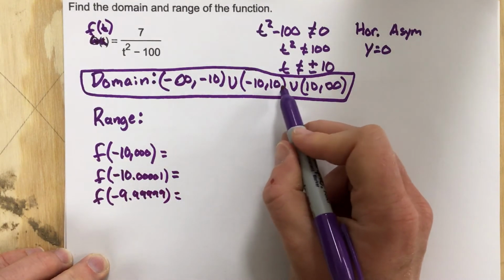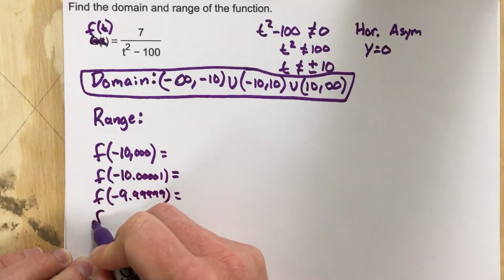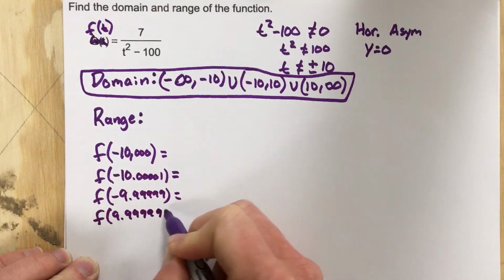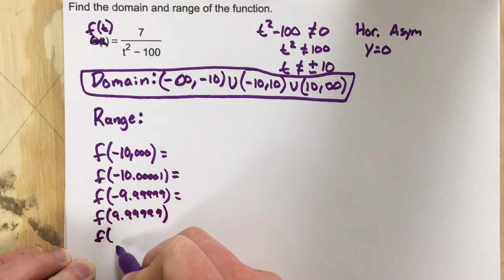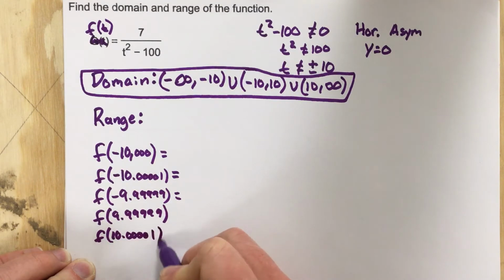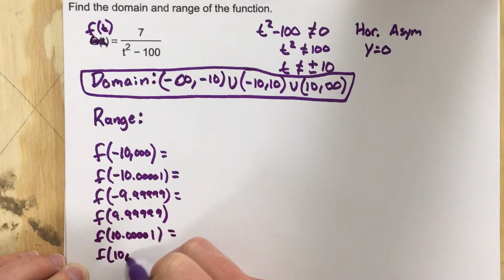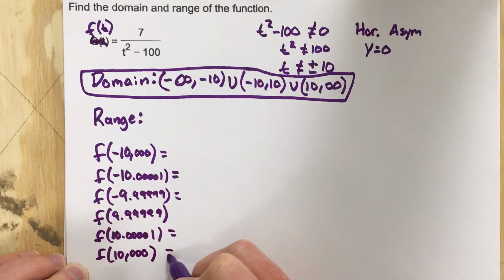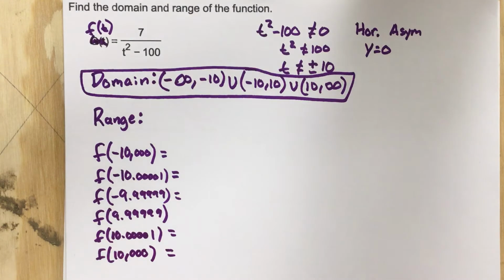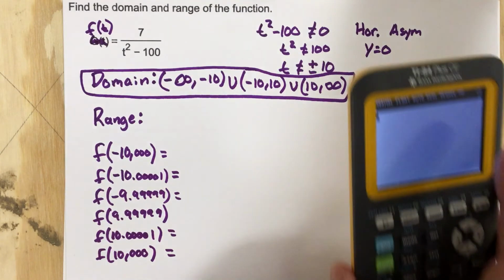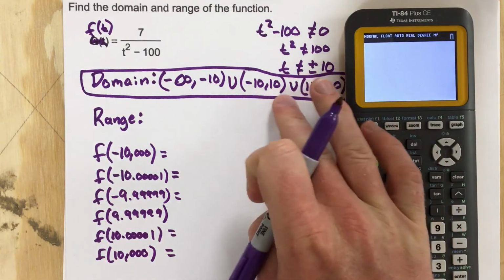And then do the same thing for 10 itself. So I'm going to do f of 9.99999 and f of 10.00001. And finally, I'll do f of 10,000 to cap it off, to see what I get when I plug in 10,000. I'm just checking to see what types of values I'm getting when I plug in these numbers that get close to the endpoints of our range.